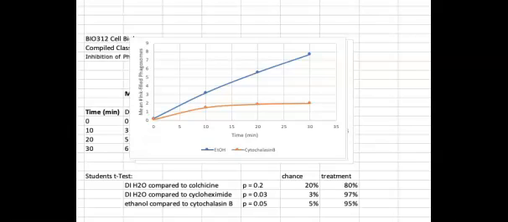All right. Next, we're going to take a look at how we're going to graph these results, because we're going to create one graph that has all of our groups on it. 2 control groups, 3 treatment groups. And we're going to create that graph in Excel.